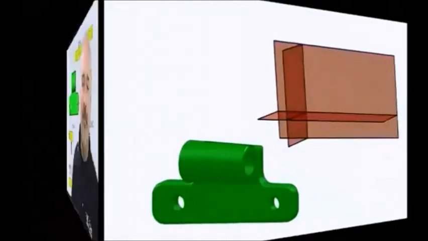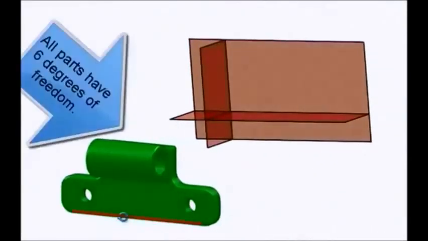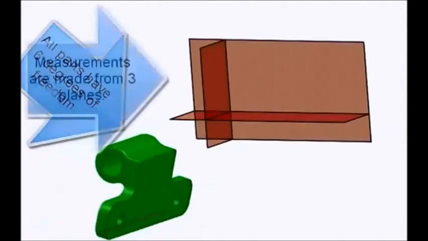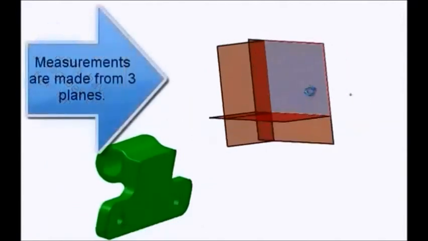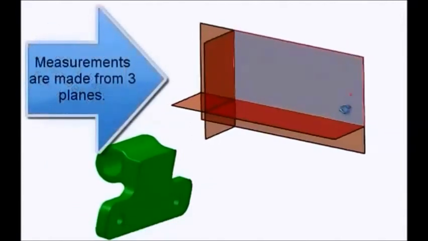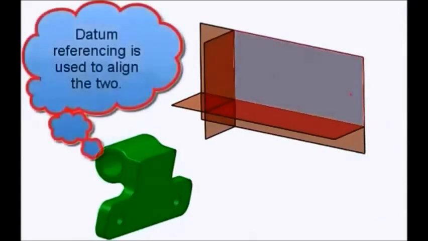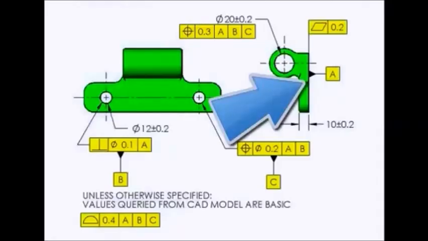All parts in space have 6 ways they can move around, known as the degrees of freedom. Our manufacturing, processing, and inspection equipment has planes, and when we use 3 of those planes that are mutually perpendicular to measure from, it's known as the datum reference frame. The idea is to select features on the part and align them to those planes.